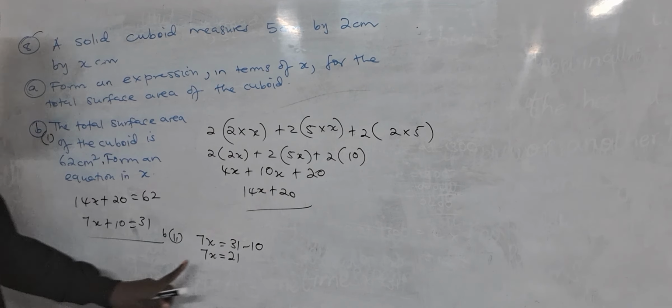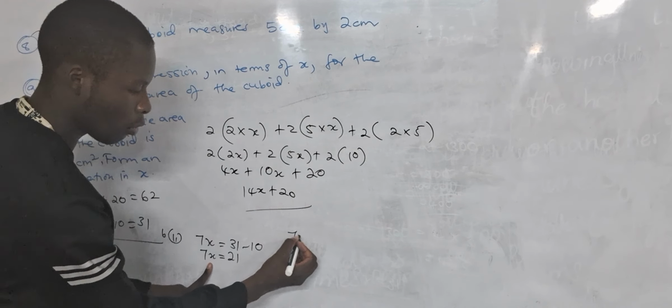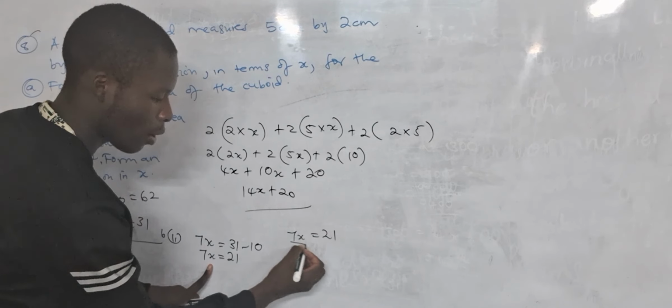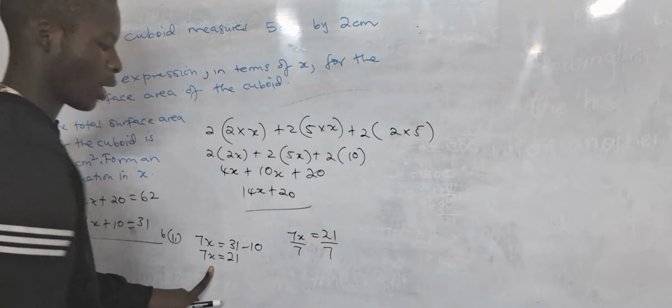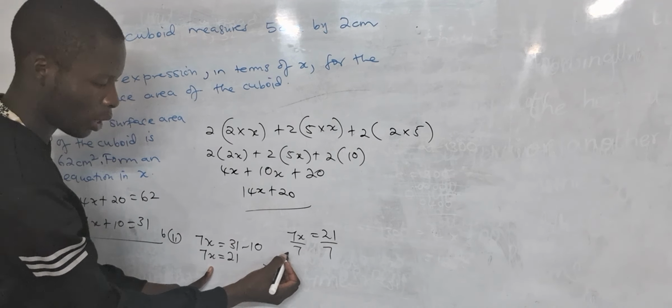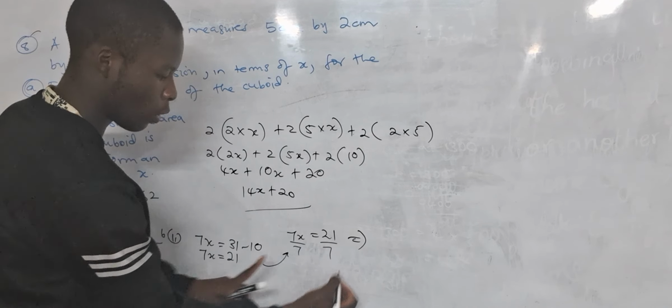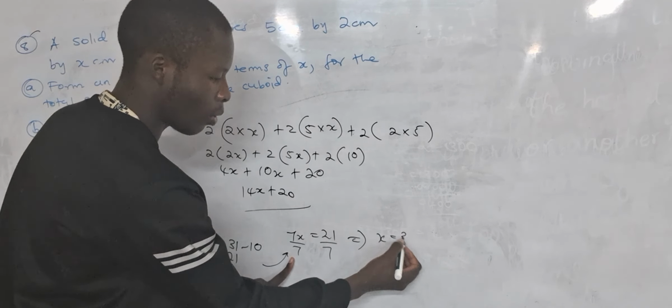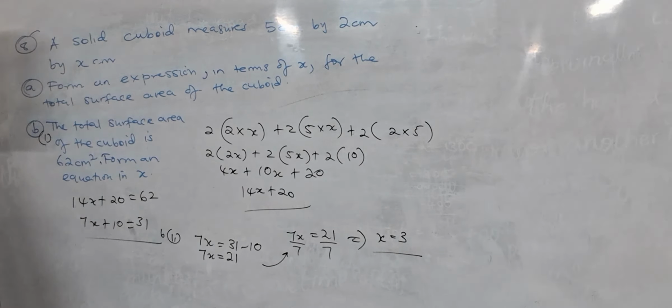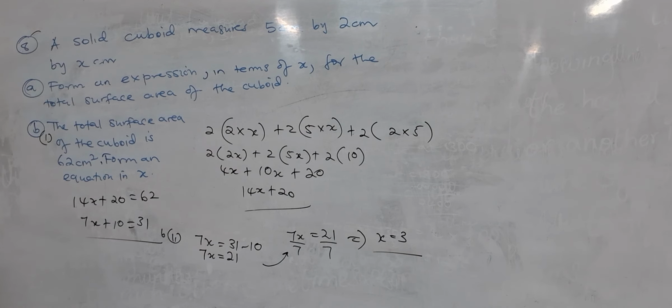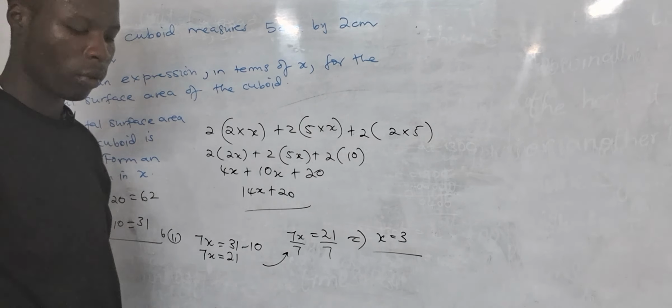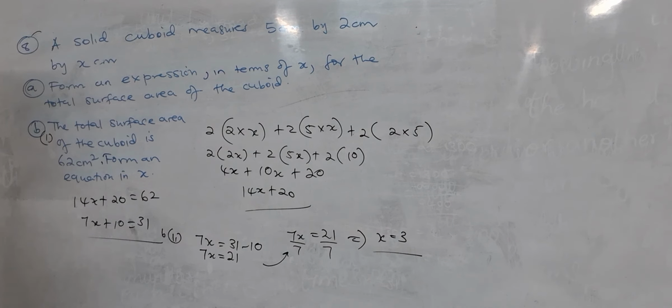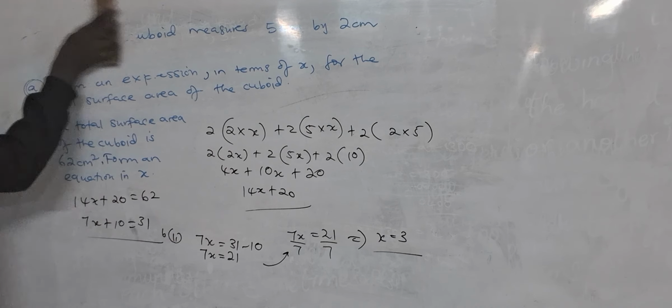In order for you to find the value of x, you divide both sides by 7. Now what is the value of x? x is equal to 3. So this is the final value of x. Let's move on to question number 9.